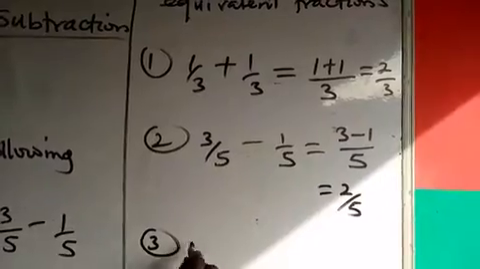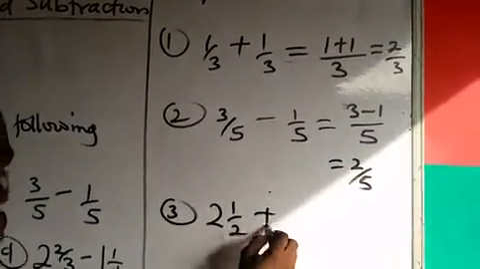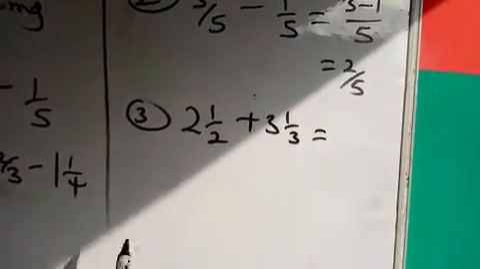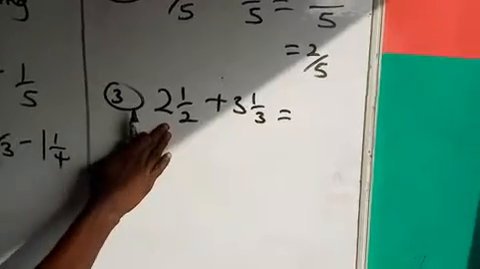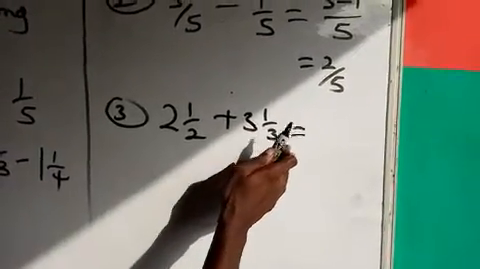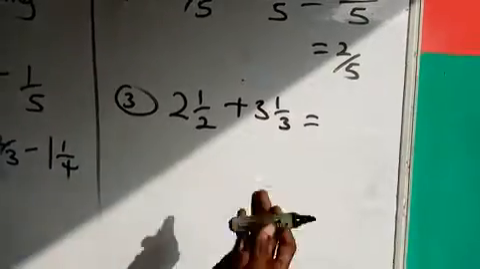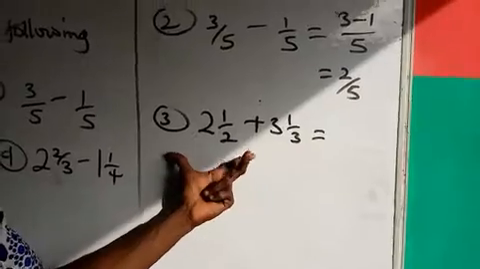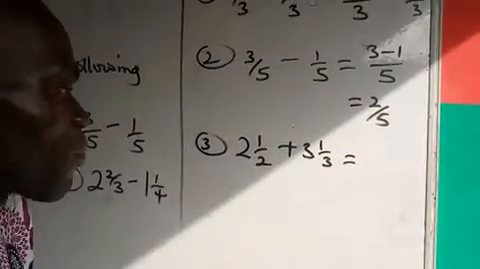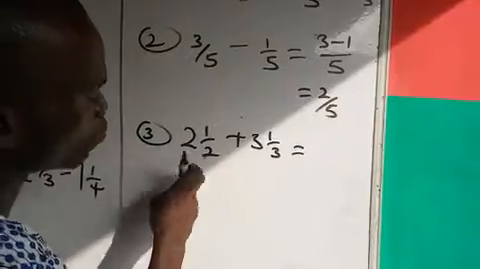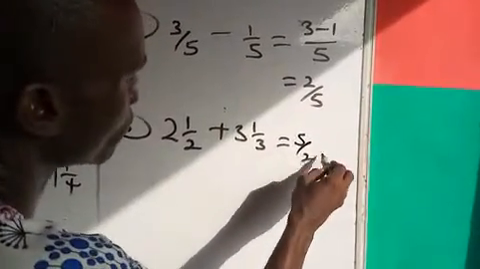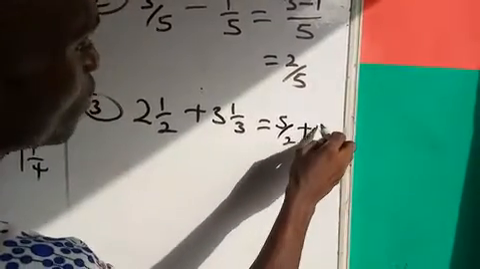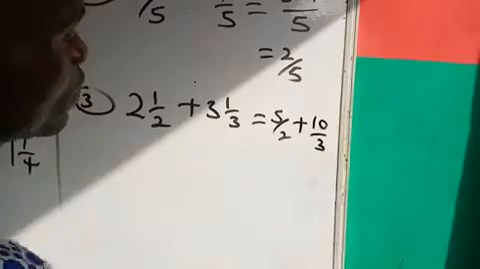We have another one: 2 and 1/2 plus 3 and 1/3. Now how can we use equivalent fractions? Let us see what we can do. This one is a mixed number, therefore we change it to an improper fraction. 2 times 2 is 4, plus 1 is 5/2. For this one, 3 times 3 is 9, plus 1 is going to be 10/3. I think I'm correct.